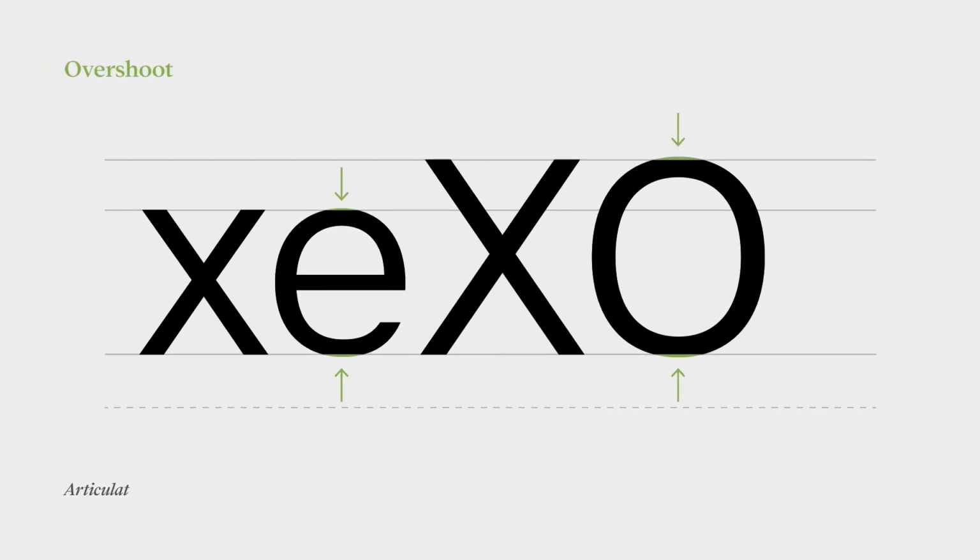O is for overshoot. An overshoot is a small extension of a character that goes over the cap line or below the baseline. An overshoot helps characters optically appear the same size as other characters that have flat tops or bottoms.